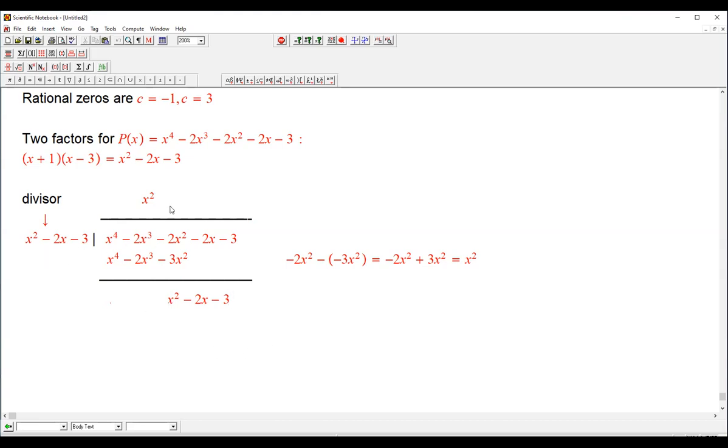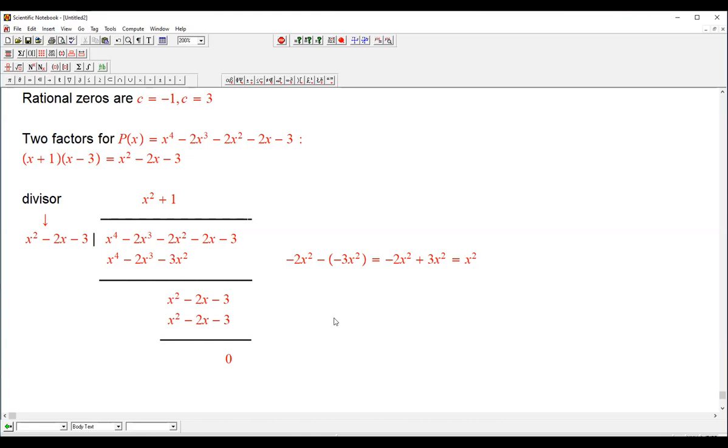Next, we're going to add 1. 1 times x squared equals x squared. 1 times negative 2x is negative 2x. 1 times negative 3 is minus 3. And now we're subtracting the top by the bottom. Obviously the top and bottom are the same, and the remainder is 0. So this long division is done.